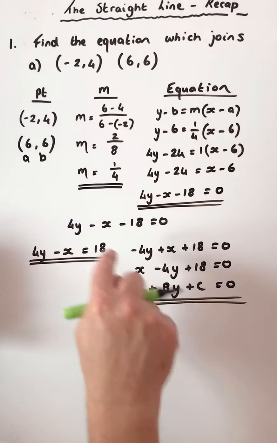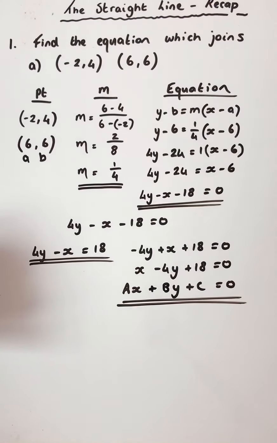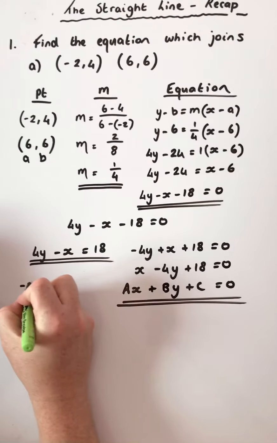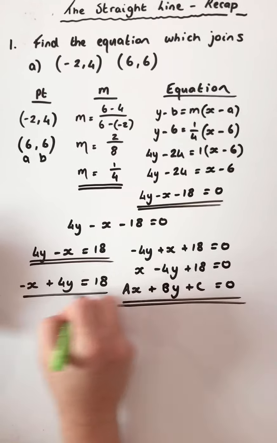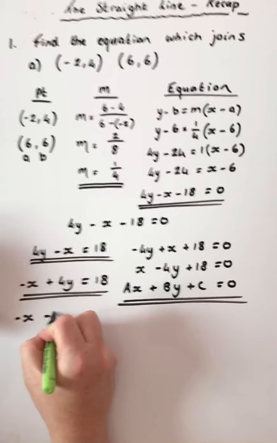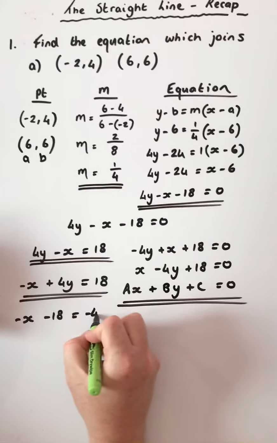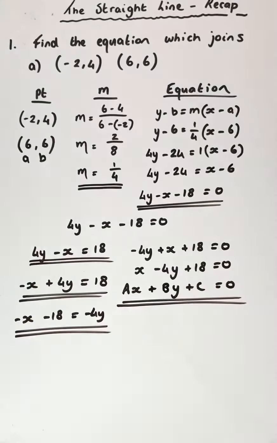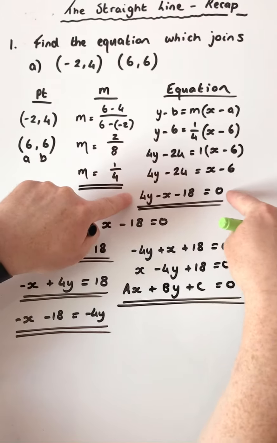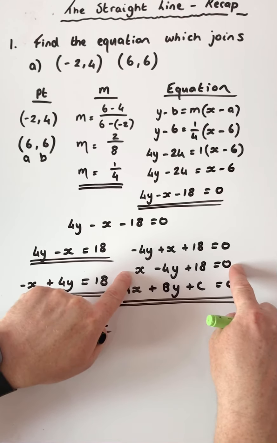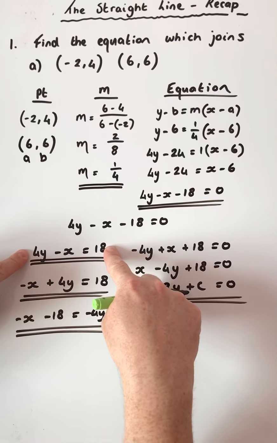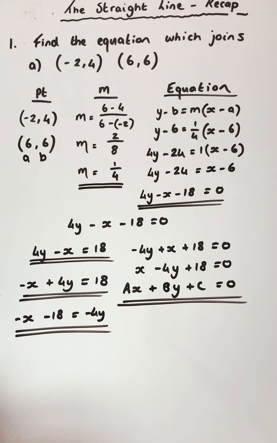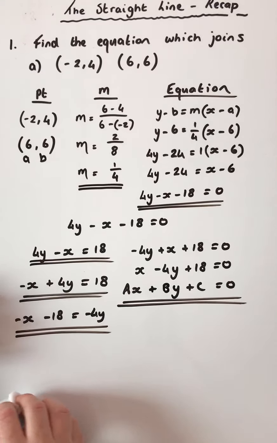Okay, so they're all acceptable. 1, 2, 3. Or any other variations: negative x plus 4y is equal to 18, negative x minus 18 is equal to negative 4y, and so on and so forth. Just variations. Most popular is simplifying here or working towards this ax plus by plus c, and again that's quite a popular way of doing that. Okay, so that's the first one.